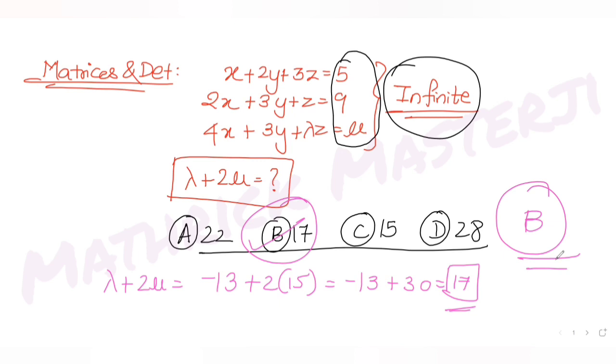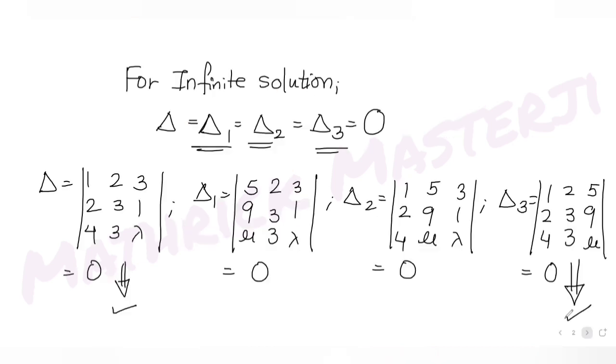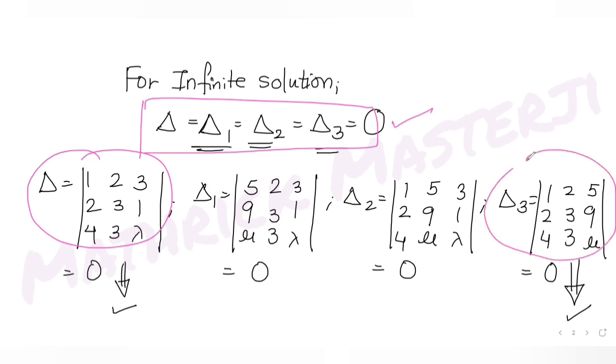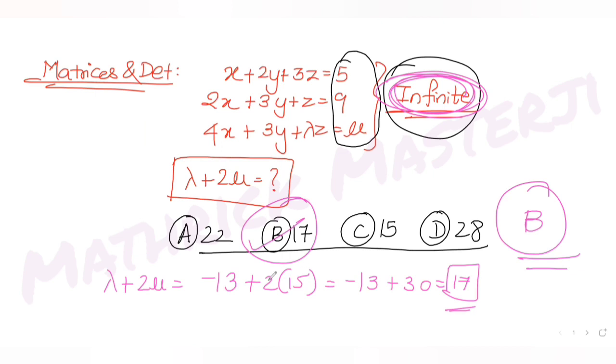I hope you have understood how to solve this type of question. So we were given infinite solutions, and we know infinite solutions has the condition which says delta, delta 1, delta 2, delta 3 all are equal and all are equal to 0. So if I just figured out expanding delta and delta 3, I got my values of lambda and mu. Once I got that, I just put it in the expression, and that gets me the value of lambda plus 2 mu as 17, which matches with option B. So B becomes the correct answer.